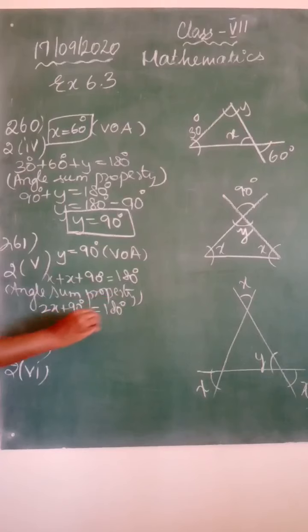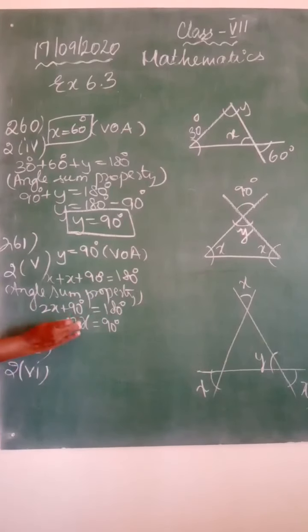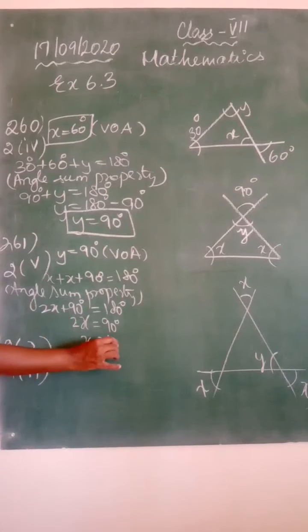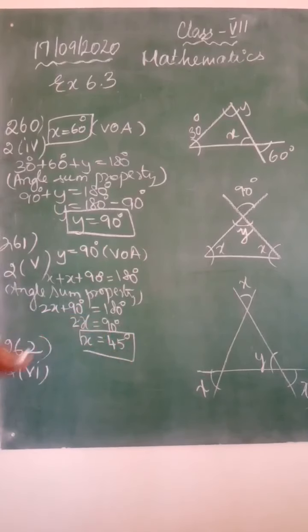Then 2x is equal to 90, yes or no? 90 will go that side. If it is subtracted from 180, you get simply 90. So 2x equal to 90, and this gives x is equal to 90 divided by 2, that is 45 degrees. You will take 2 that side and divide it, right? Here it is multiplied, so if you take that side and divide it, 90 divided by 2 is 45. Clear?